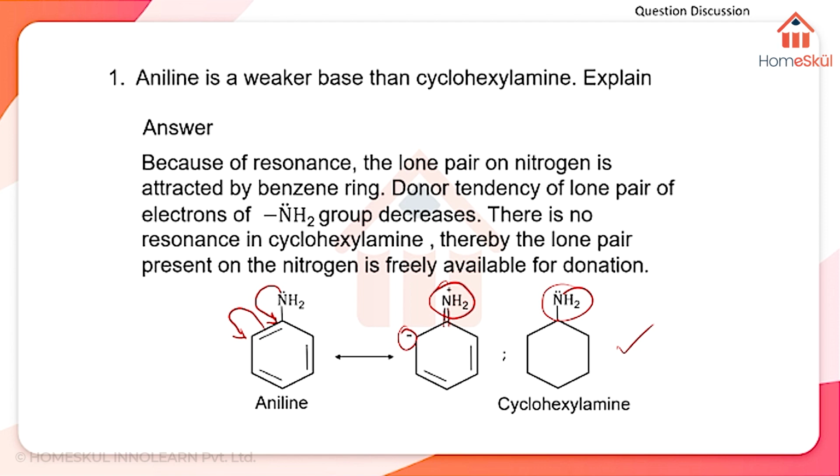Because of resonance, the lone pair on nitrogen is attracted by the benzene ring, and the donor tendency of the lone pair of electrons of the NH2 group decreases. But there is no resonance in cyclohexylamine. Thereby, the lone pair present on nitrogen is freely available for donation. That is it. Clear? Let us move on to our next question.